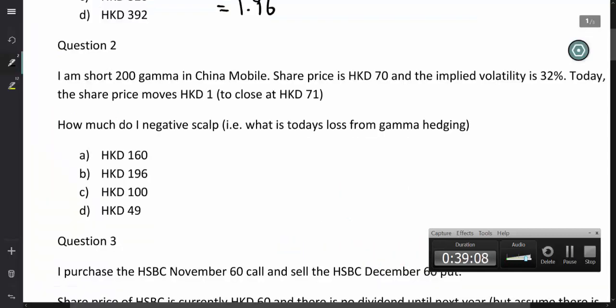So here's a question. I am short 200 gamma. Actually, I'll just let you read it. I'll give you 3 minutes, until 42 and a half. In the exam, you'll get around 3 minutes. Can you all read that?